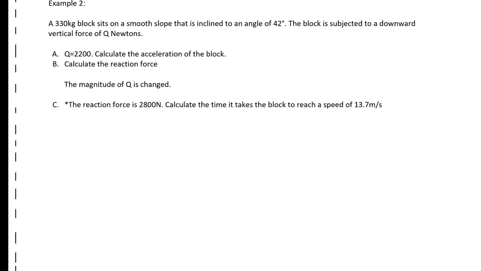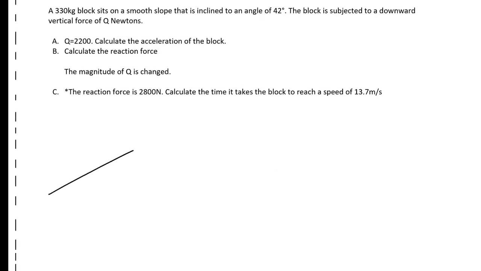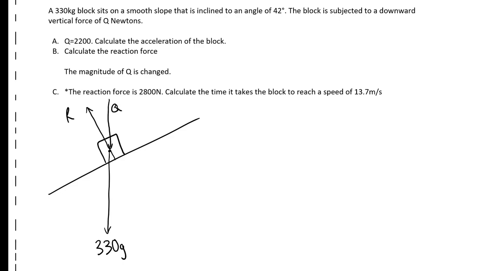So before looking at A, B and C, we can just draw the relevant picture. So we've got a 330 kilogram block. So it's got a 330 G weight acting straight down, a reaction force R acting perpendicular, and then there's this force of Q newtons that acts straight down on the block, like that. So not horizontal like the last one, but vertical. This slope is inclined to 42 degrees.